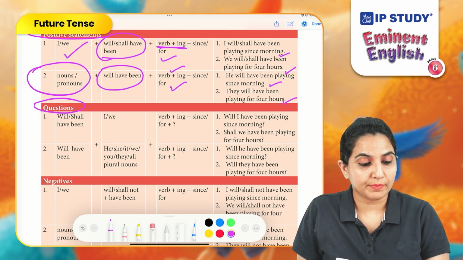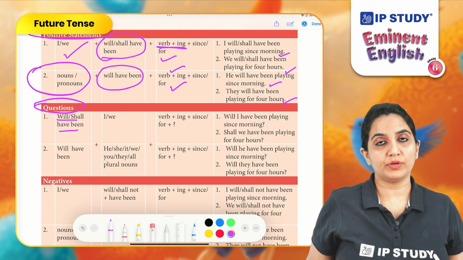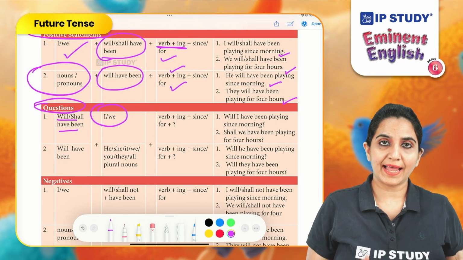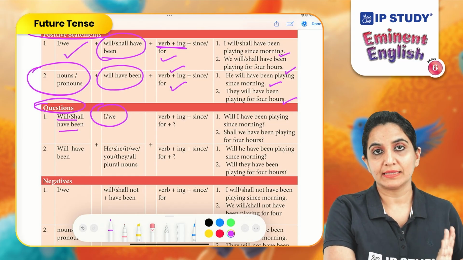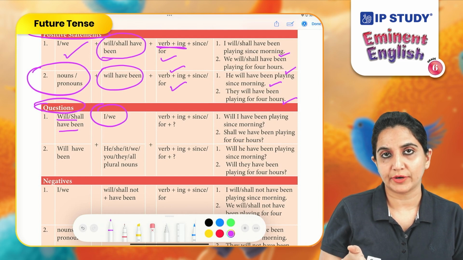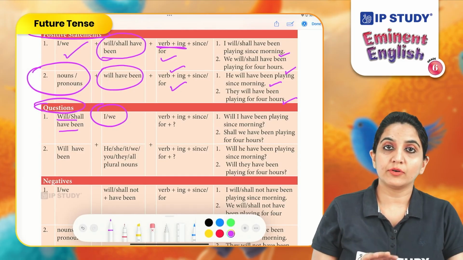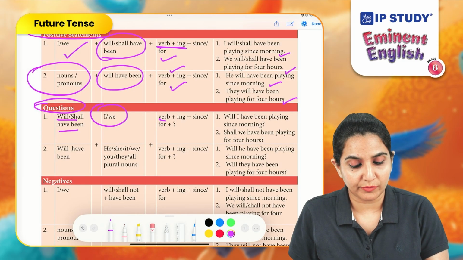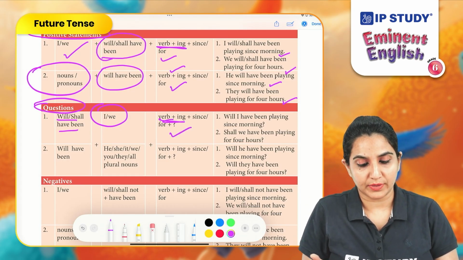For questions beginning with will or shall, of course, will or shall both can only be used with the first person singular and plural pronouns, that is I and we. So will have been, it comes in the beginning. Will have been or shall have been, this comes in the beginning. Then we put the person. If it is first person singular and plural, we can use will or shall both. But if it is the second person, singular and plural pronouns, or the third person, we use will. Along with the ing form of verb, and we can add since and for as per the question. Add a question mark as well.